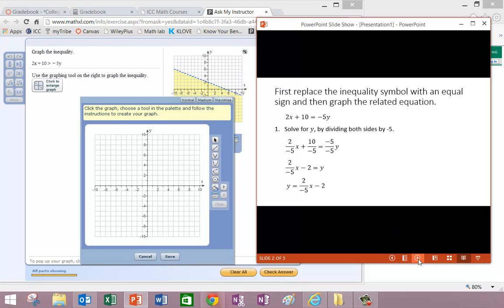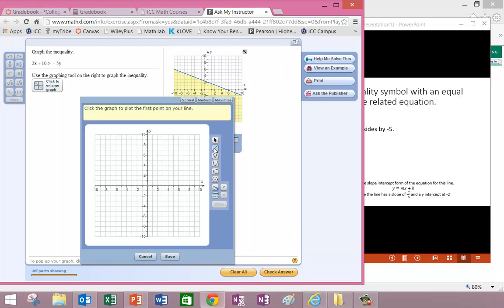Well, if we reverse the order of that equation, you should recognize this now as being the slope-intercept form for the equation of a line. So to graph this line, we know we have a slope of -2/5 and a y-intercept at -2. So in my lab, I'll choose my line tool and put a point at the y-intercept, -2. That's where it crosses the y-axis, and then use my slope, so I count down 2 and over 5. So the point (5, -4) is on my line.